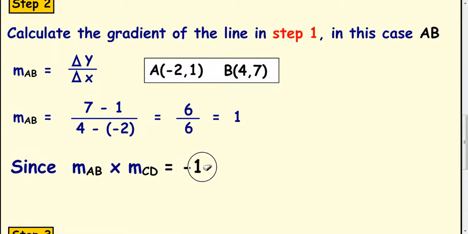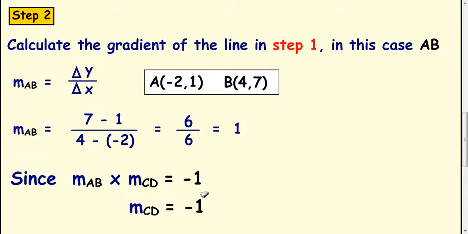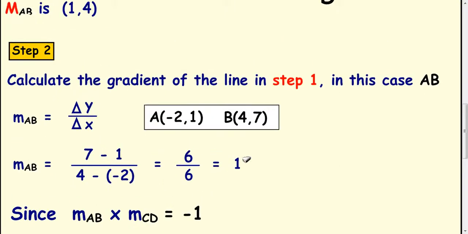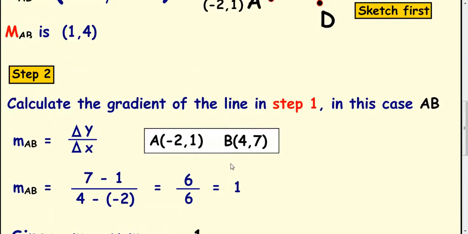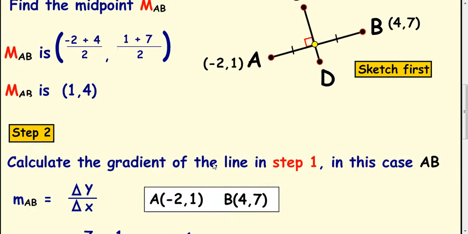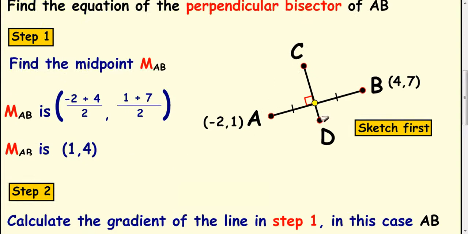So since when you multiply the gradients of the two lines, you get -1, then that must mean that the gradient of CD is -1. Again, think of flipping it over and changing the sign. So it's 1 over 1, so that would stay as 1 over 1, but change the sign to negative. So I've got my gradient. I've worked out my gradient of this line is -1.